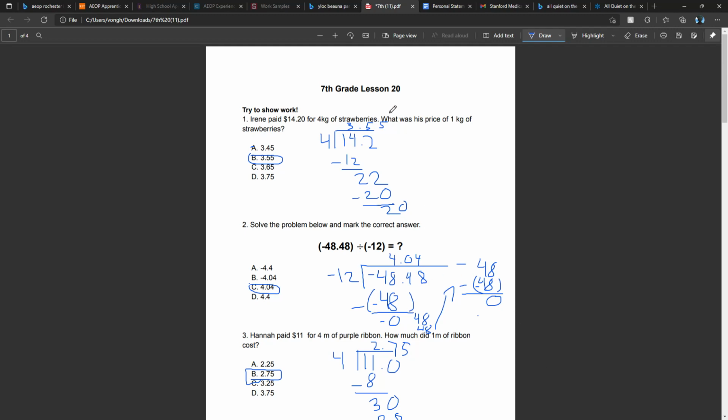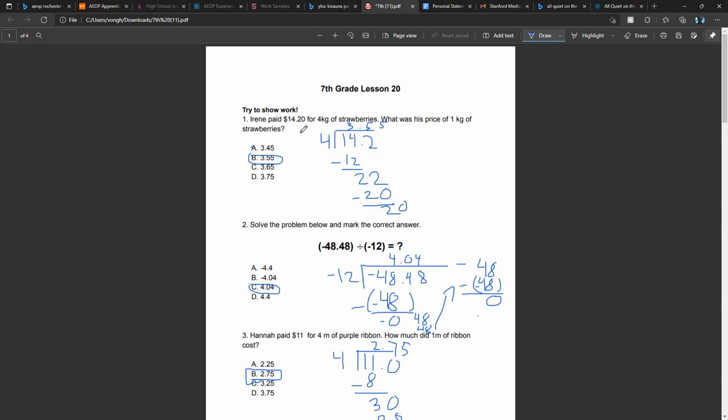This is a 7th grade worksheet for lesson 20 and I'll be covering it. Irene paid $14.20 for 4 kilograms of strawberries. What was the price of 1 kilogram of strawberries? So basically we're trying to find how much 1 kilogram costs.